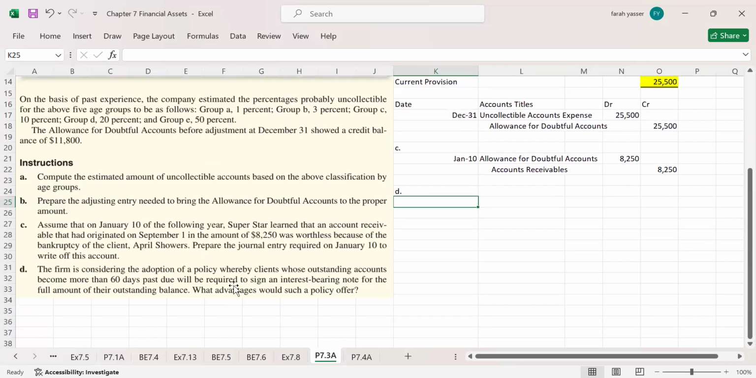I think there are two advantages. The first advantage is it will induce the client to pay within 60 days past due. Why? Because if they don't pay within 60 days, they will have to pay an additional amount in the name of interest. So this policy may induce the client to pay within 60 days. The second advantage is that the company will get additional income, or you can say interest income. So interest income would be the second advantage for that company.